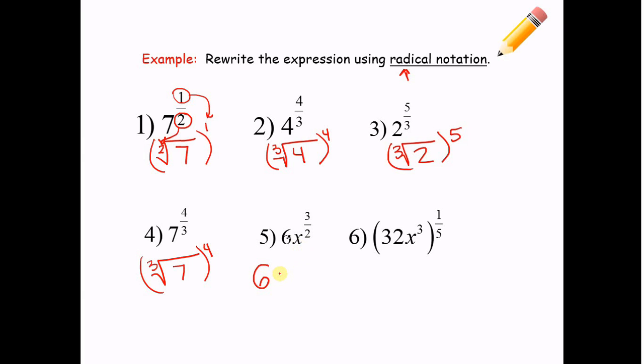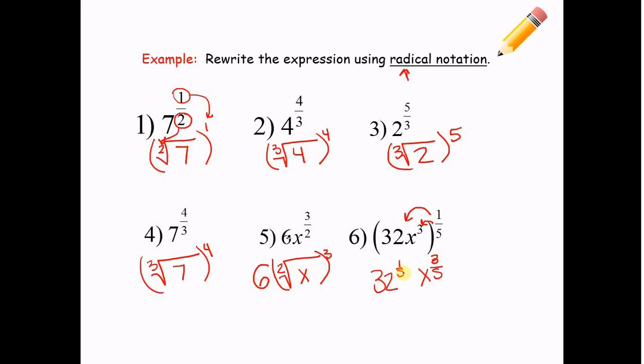Now let's convert this x. So we're going to have x underneath, 2 as an index, all to the 3rd power. All right? What about 32, x to the 1 to the 3rd, all to the 1/5? Well, if you remember, we're going to give that exponent to both of them on the inside. So we're going to have 32 to the 1/5 power and x to the 3 times 1, 3/5 power. Because remember, you're multiplying there.